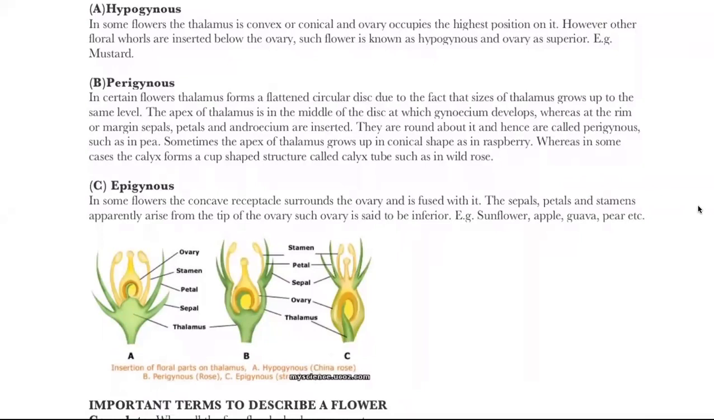Sometimes the apex of the thalamus grows up in a conical shape as in the raspberry, whereas in some cases the calyx forms a cup shaped structure called calyx tube, such as in a wild rose. So yeah, इसमें if you look at this, जो आपकी पेरिगाइनस है, पेरिगाइनस में ओवरी है, ये थैलेमस है, ठीक है, और ये पेटल्स और सेपल्स हैं, लेकिन ये डिस्क शेप स्ट्रक्चर बनी हुई है, सही है.